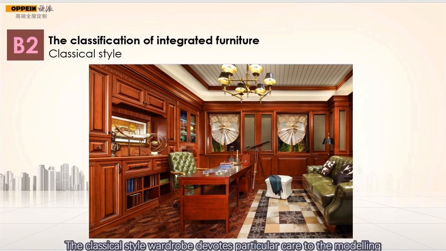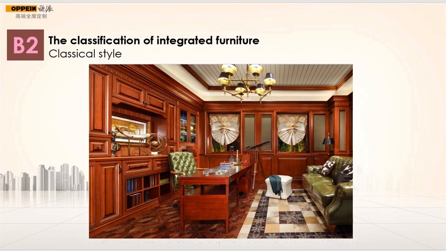The classical style wardrobe devotes particular care to the molding. It usually uses plenty of decorative lines, which are generally more traditional and classic patterns and carvings. It makes the classical style furniture have a strong cultural atmosphere. However, today some classical designs give up the complicated patterns and exaggerated lines of old-fashioned classical style furniture to cater to the modern aesthetic.